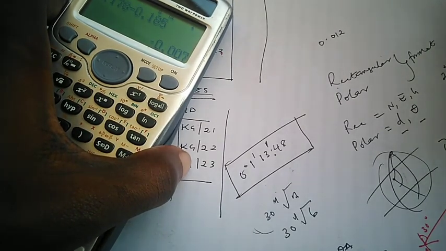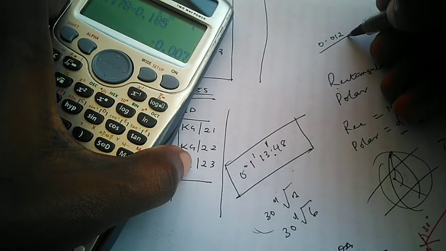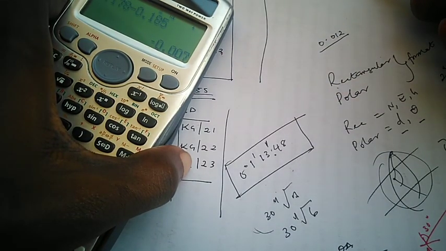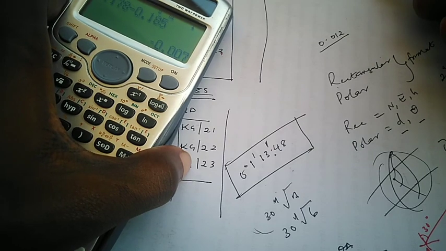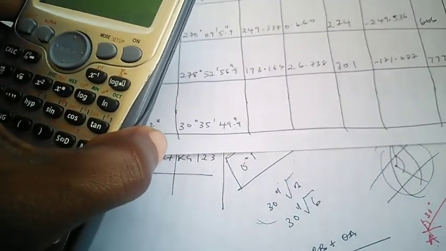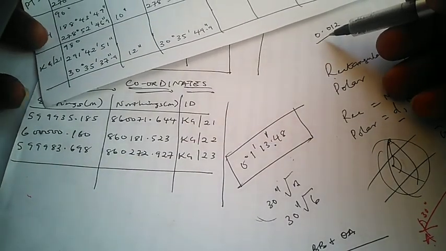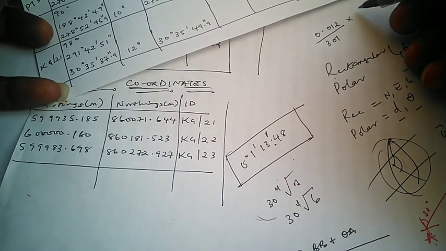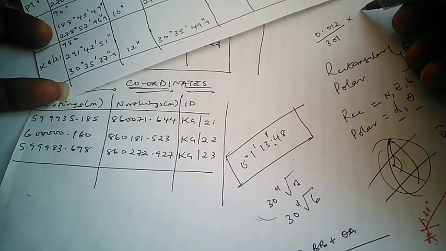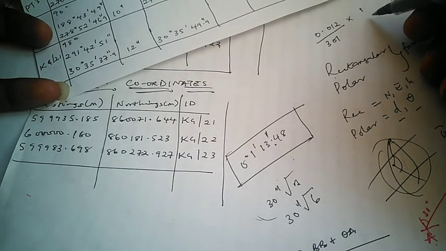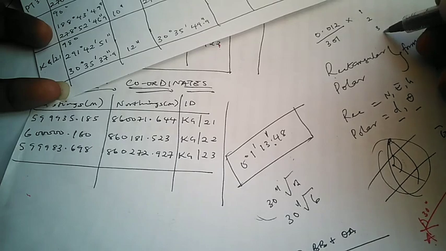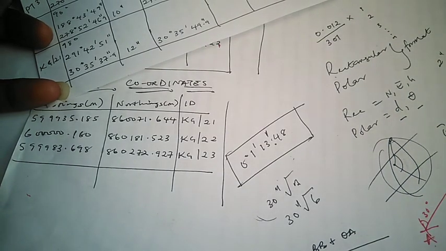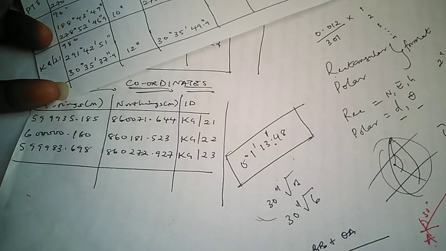This 0.012 divided by the last arithmetic sum we have for the northern. The last arithmetic sum we have for the northern is 301. So this 0.012 divided by 301 multiplied by the arithmetic sum for each of the stations. So you multiply by the arithmetic sum on station 1, on station 2, on station 3 until you go to your last station. So that's how you distribute the errors on the coordinates.